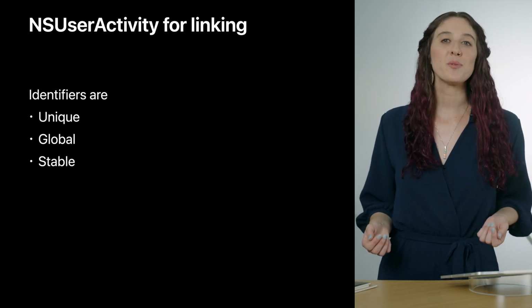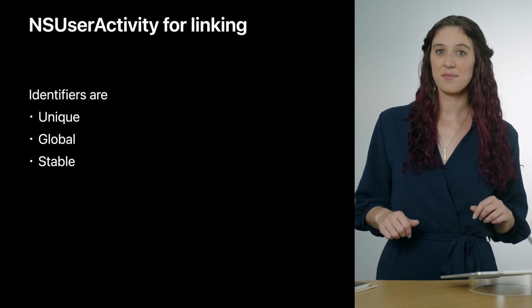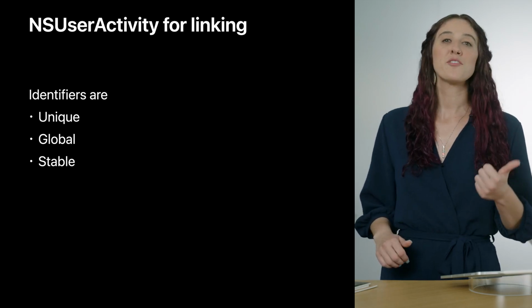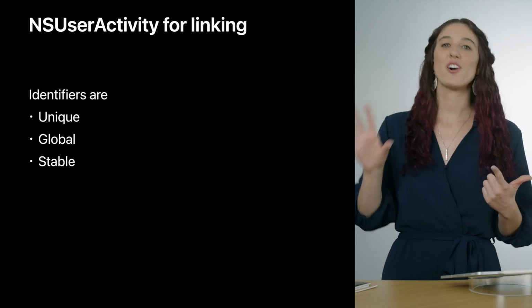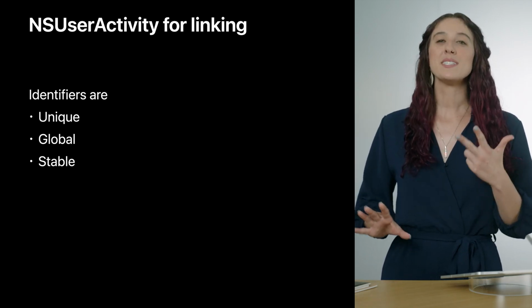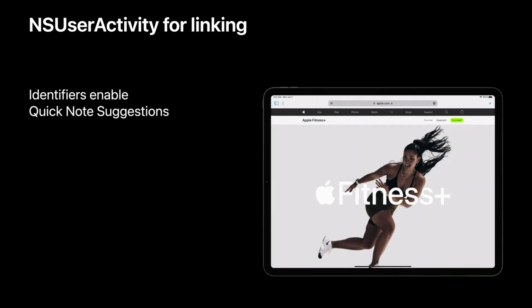In order for QuickNote links to work, there are a few properties the identifiers need to have. They should be unique for that piece of content, be global so they work across all devices, and be stable enough to work for that content over time. Having a unique, global, and stable identifier for an activity enables quick note suggestions.